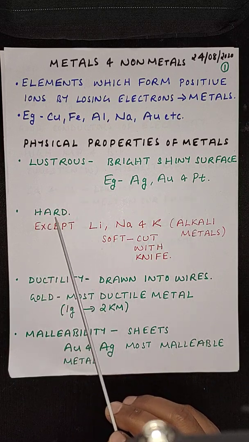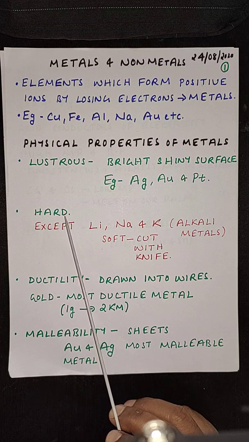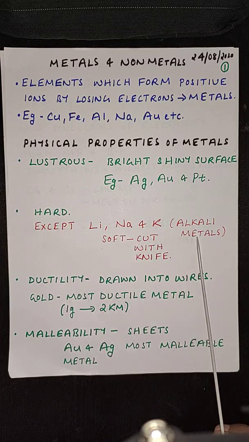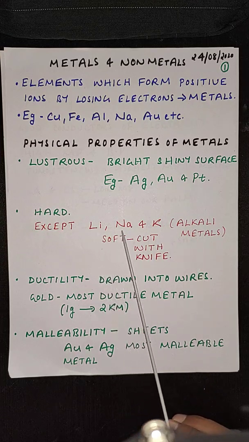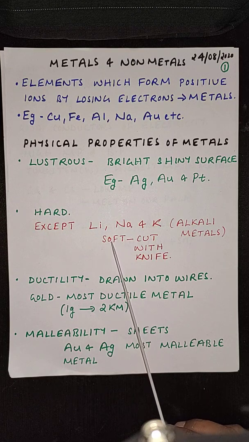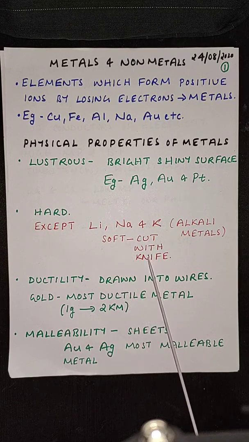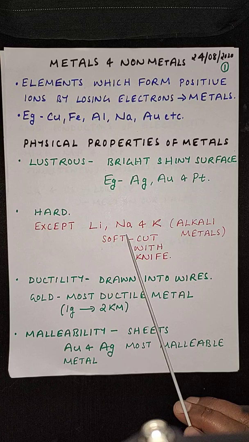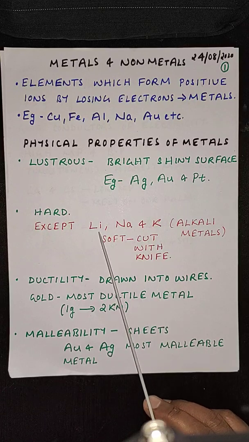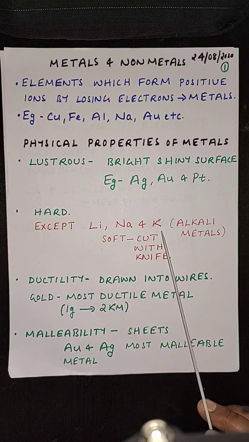Then metals are hard. Are all metals hard? No. There are exceptions. There are a few metals, we call them alkali metals, like lithium, sodium and potassium. Do you know these metals are soft? They can be cut with the help of a knife. They may ask you this question in the examination. Name the metals which are soft and can be cut with a knife. Your answer should be lithium, sodium and potassium.